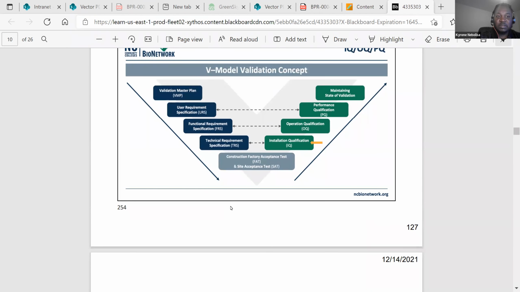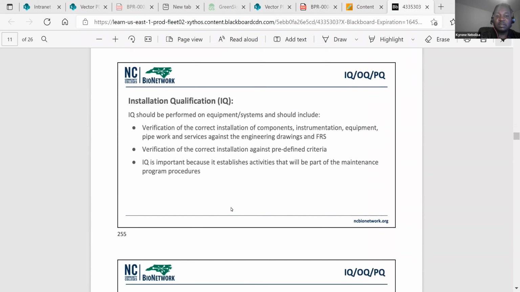Now we're going to installation qualification. Installation qualification should be performed on equipment systems and should include verification of the correct installation of components, instrumentation, equipment, pipework, and services against the engineering drawings and FRS. It is the verification of the correct installation against predefined criteria.